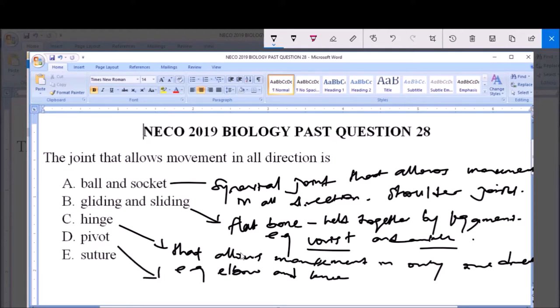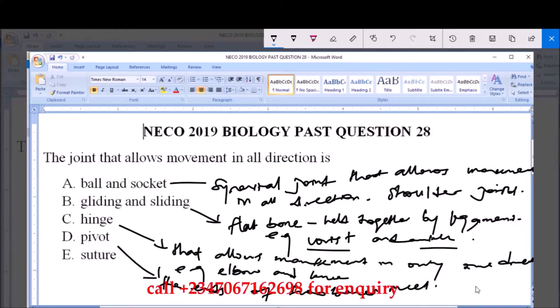Now the pivot joint. The pivot joint is also a synovial joint in which the ends of two bones meet in such a way that one end of this bone forms a central bony cylinder and the other end forms a ring. So we call it a pivot joint. Like this, one end of the bone forms a central cylinder, and then the other bone forms something like a ring. So we call it a pivot joint. An example where you can find this pivot joint is in the neck, that joint of the neck.